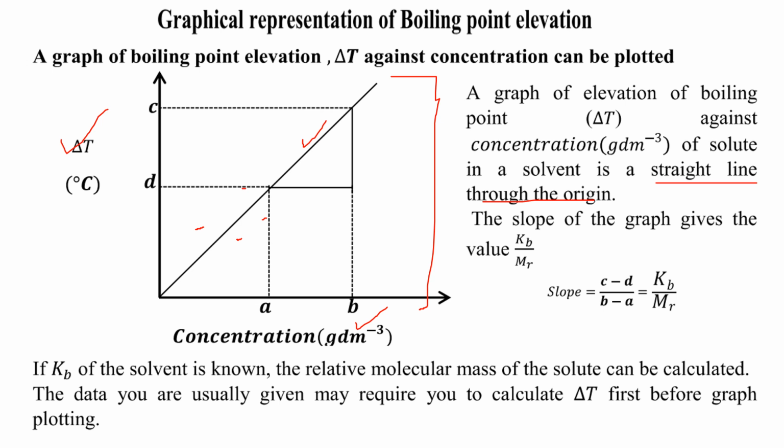Now you're either going to be asked for the Ebullioscopy constant or the molecular mass. So you're going to be using this formula to help you find either the Ebullioscopy constant or the molecular mass for any solvent or solid being asked for. Now the slope of the graph is going to be equal to Kb divided by the molecular mass. If Kb of the solvent is known, the relative molecular mass of the solid can therefore be calculated. And the data you are usually given may require you to calculate the elevation in boiling point first before the graph is plotted.